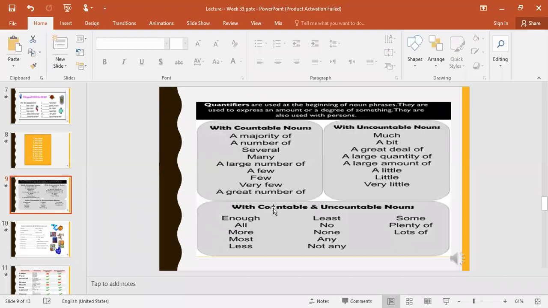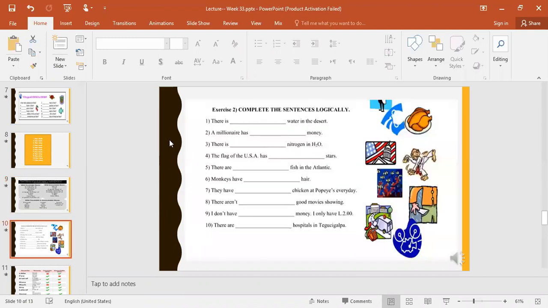Which one of them could we use? A large number. A large number, a great number, very good. Very good. A majority of, money, and so on. So I want you to continue. Let me do number 3 for you and you will do the rest.